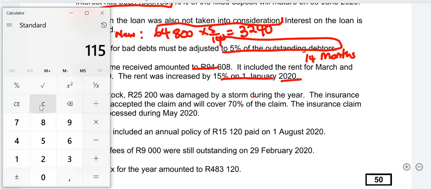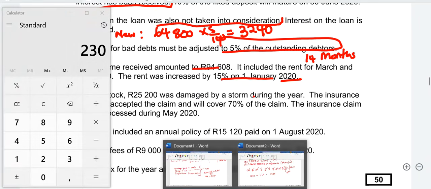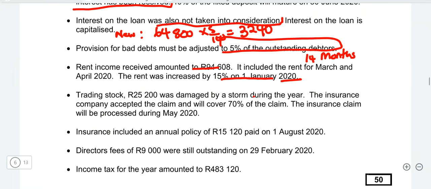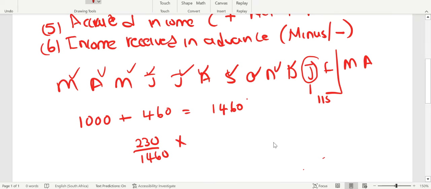115 multiplied by 2 is giving us 230. So in our calculations, we're going to say 230 over 1,460 multiplied by the rent amount is going to tell us how much we are supposed to subtract, which is 94,608. So we multiply by 94,608, and then it will tell us how much rent should be deducted.